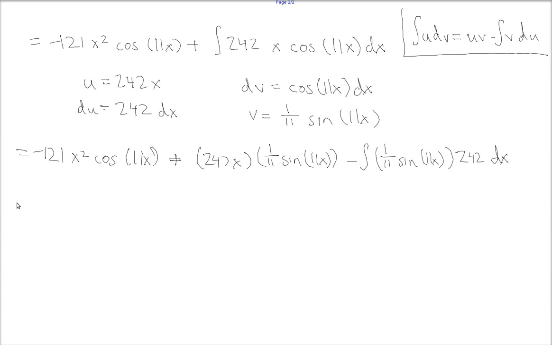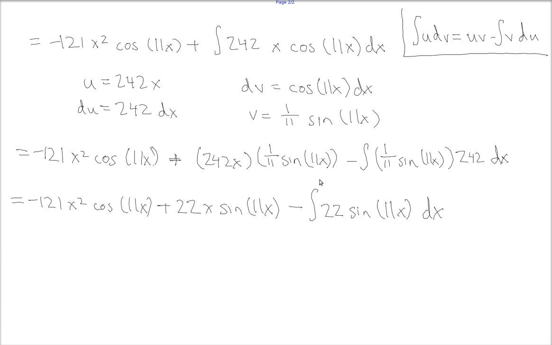Again, I'm going to do a little bit of simplification here before I do anything else. Negative 121 x squared cosine 11x just stays out front. 242 divided by 11 is 22, so I have 22x sine of 11x minus, and then again we've got 242 divided by 11, so the integral of 22 sine 11x dx. Now finally we've got an integral which just has sine in it, so this is easy to evaluate.